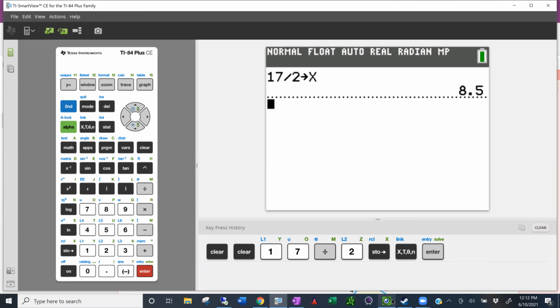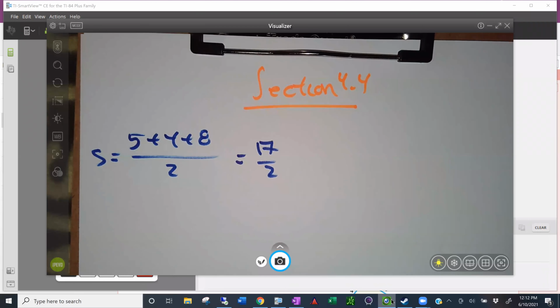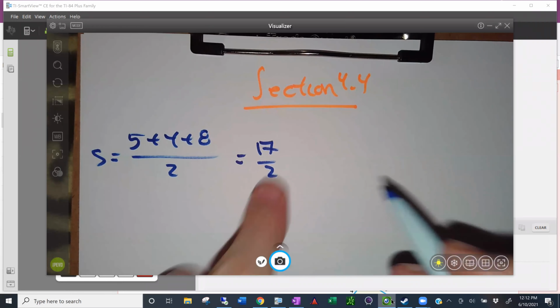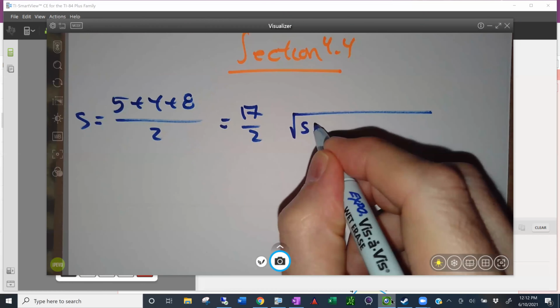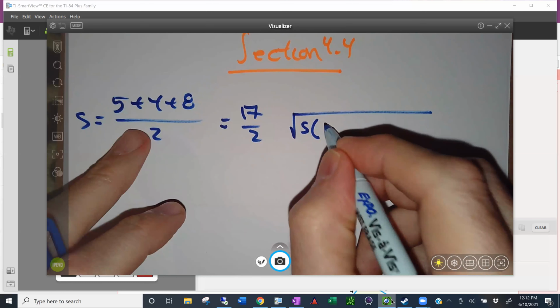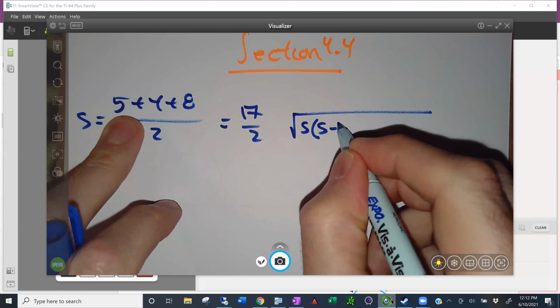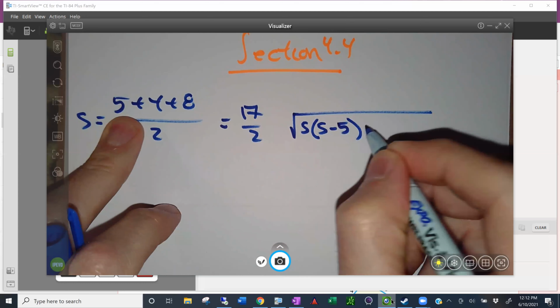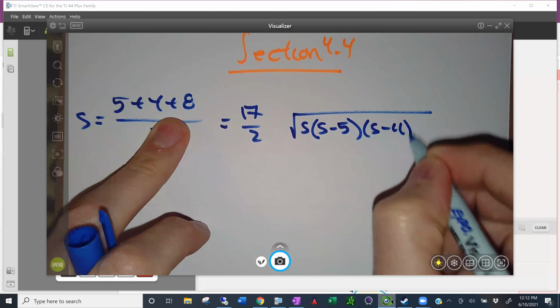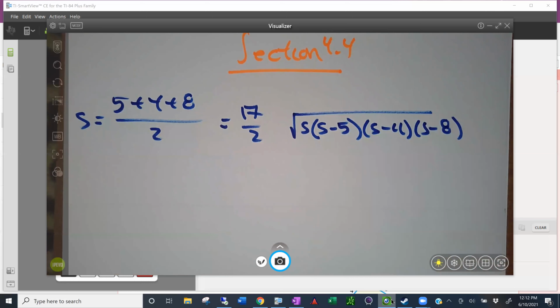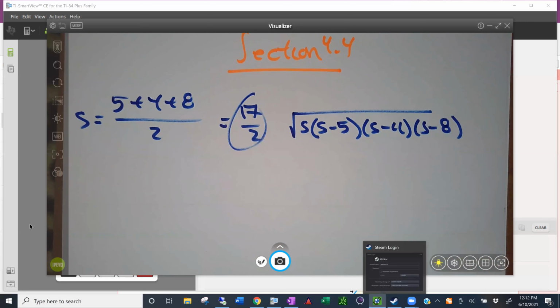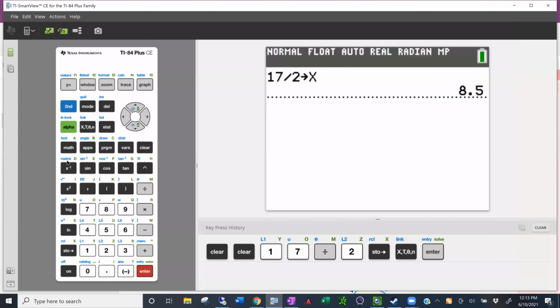The formula would look like this. It's going to be the square root, and I'm just going to call that S. Square root of S times S minus 5 times S minus 4 times S minus 8, where this is your value for S. Easy enough. Now instead of the S, we're going to be using an X.